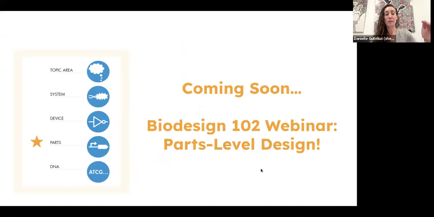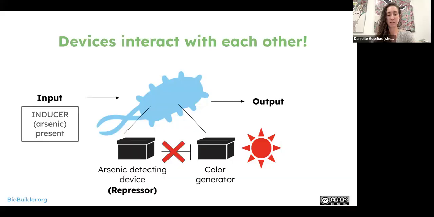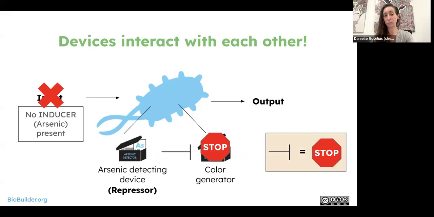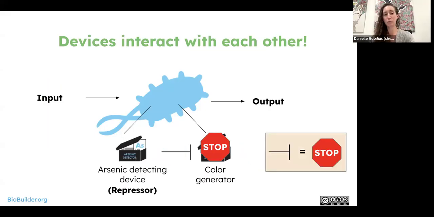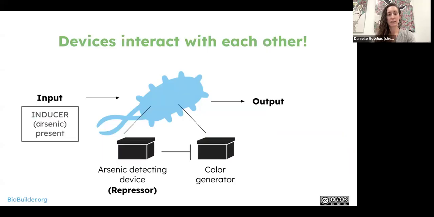Okay, so that's getting you through your device level. So when we say device level, this is what we mean. You should be able to draw out a system like this, or you can do both, right? Where you have your input, you know what your input is. Here's arsenic. You've chosen your chassis. You know what your output is, and it does not have to be color. I know everyone loves to use color as their output. It does not have to be color. And you have your device or devices, and you're able to show us how those devices interact with each other if you have multiple devices.